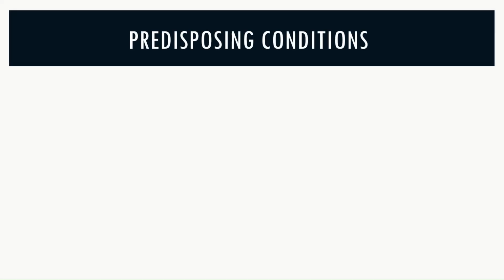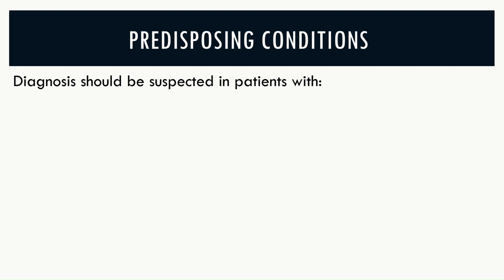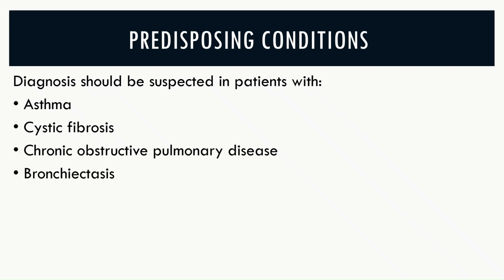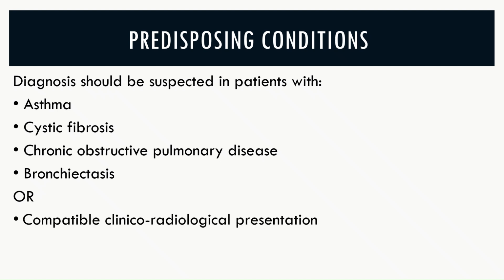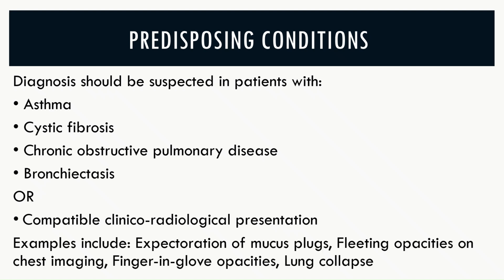Diagnosis of ABPA. The diagnosis of allergic bronchopulmonary mycosis should be suspected in patients who have predisposing conditions such as asthma, cystic fibrosis, COPD, or bronchiectasis. It should also be considered in patients with compatible clinico-radiological findings such as expectoration of mucus plugs, fleeting pulmonary opacities on chest imaging, finger-in-glove opacities, or lung collapse.